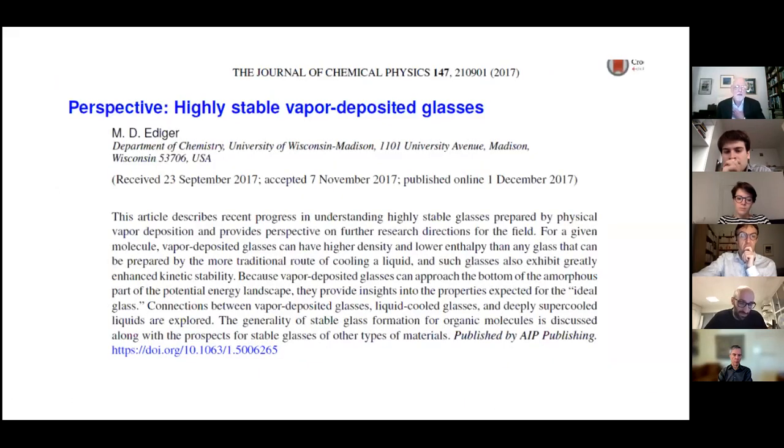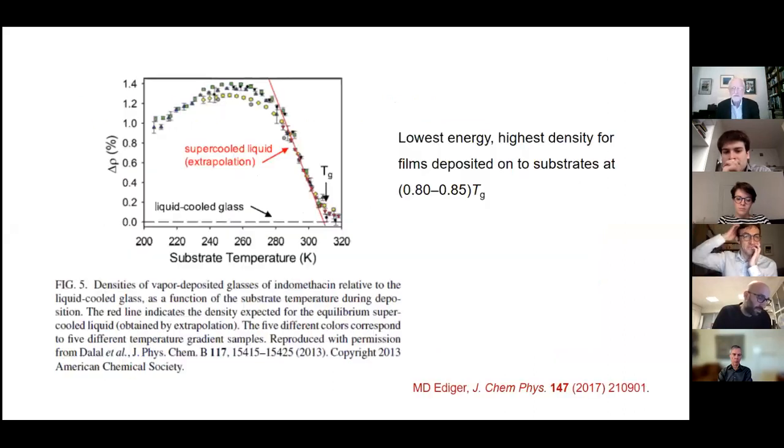And I'll take, out of sheer laziness, a couple of images from Mark's review here to say, of course, as you go to lower and lower substrate temperatures, you settle into denser, lower energy states. This is your thermodynamic line. Of course, you can overdo it. If you go to low enough temperature, you don't have the kinetics, even with surface mobility, to settle into the thermodynamically favored line, so you curve over. But the most relaxed state you can get probably corresponds to about 80 to 85% of Tg being your substrate temperature for this deposition. So you can get wonderfully relaxed states, but of course they're very thin.